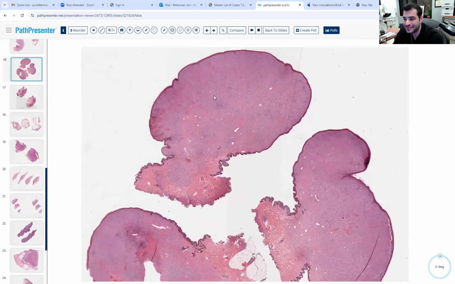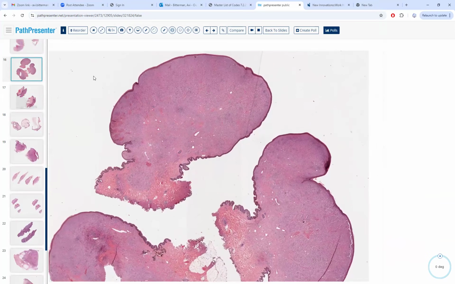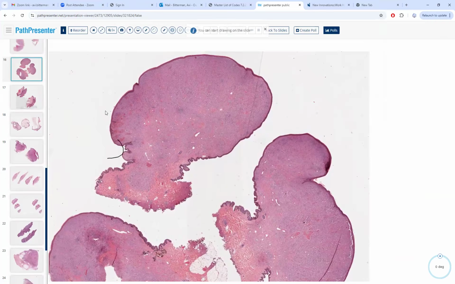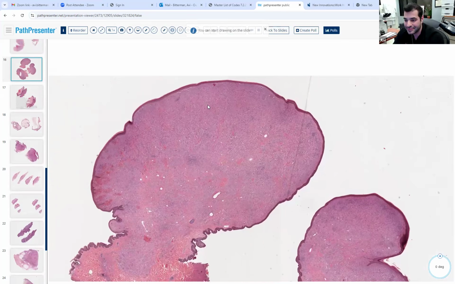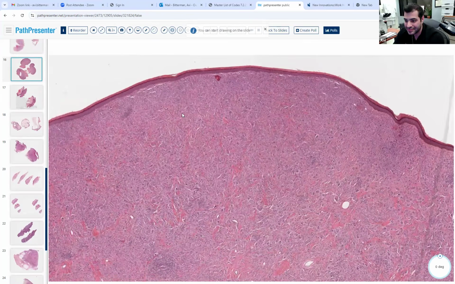What's the shape of this thing? Round, rotund, or pedunculated? Yeah, pedunculated, polypoid. What's inside it?